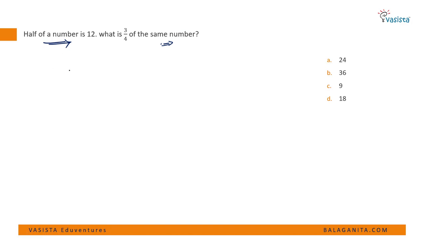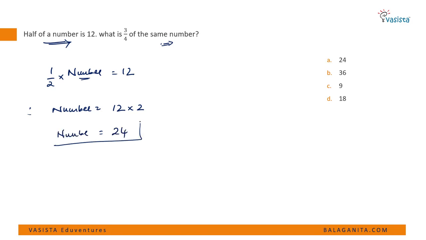Half of a number. Let the number be x. Half of this number is going to be 12. So therefore the number is equal to 12 divided by 1/2, right? So transfer this side, that becomes 2, so 12 2s are 24. The given number is 24, right?